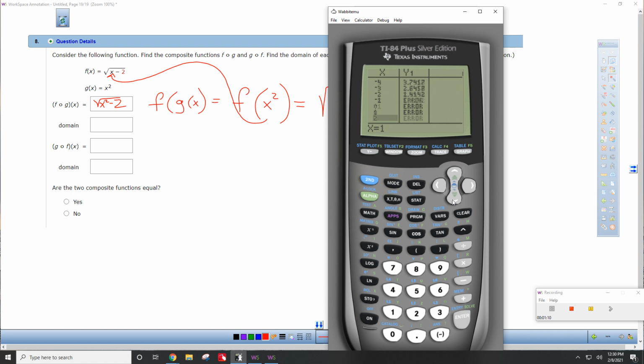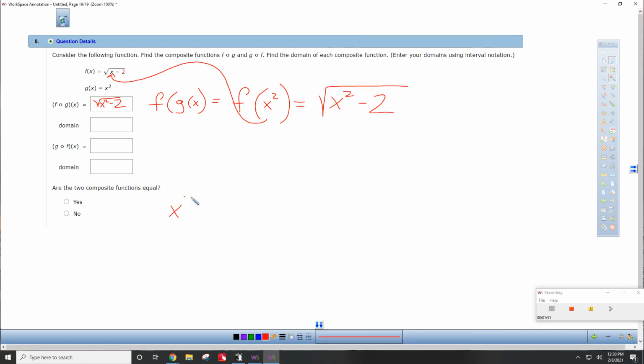Well, where would x squared minus 2, where is that negative? Where is that less than 0? Again, we can't take the square root of a negative. Well, that's where x squared is less than 2. Oh, that's where x is less than radical 2.